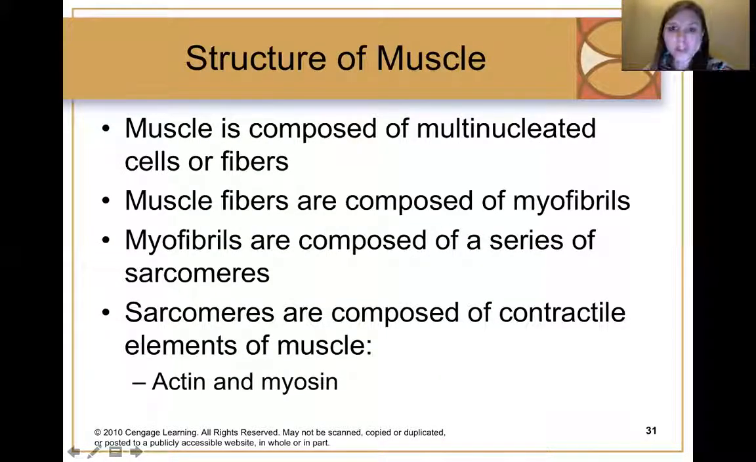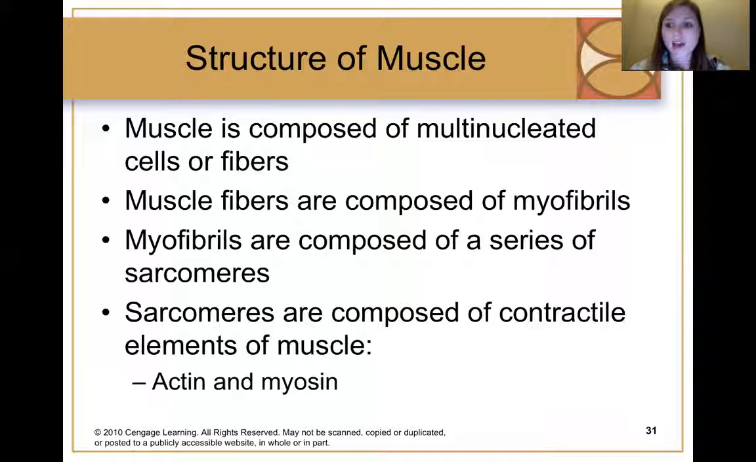So a little bit about the structure of muscle. Muscle is composed of multinucleated cells or fibers. So multinucleated just means many nuclei. So it's pretty simple to think about. A lot of the big words, if you look at the word and think about what it means, you can kind of understand.